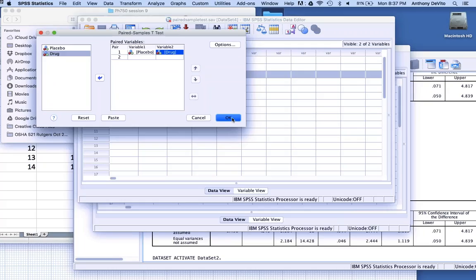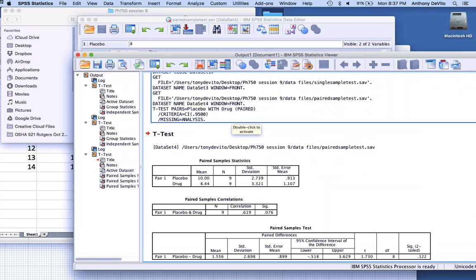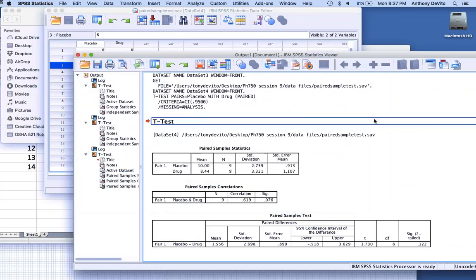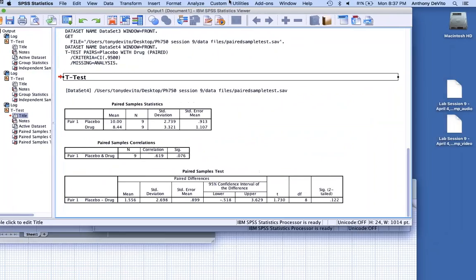Okay. So there's no question of equal variances or unequal variances because there's only one variance. There's only one sample involved. Really, even though there's two sample results involved, there's really only one set of numbers that you're working with, and as a consequence, you only get a single line in your output for paired samples t-test.